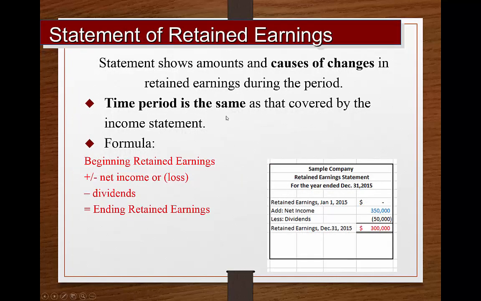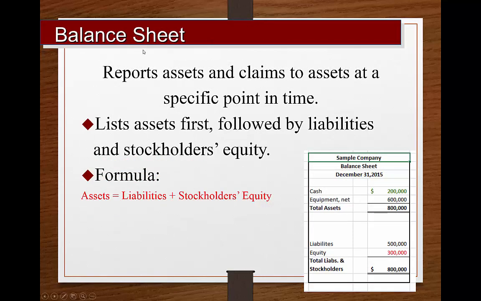The next statement will show the changes in retained earnings during the period. The time period you'll notice is the same as what we covered during the income statement. For this company it's a year ending 12/31/2015, and the formula will begin with the beginning retained earnings. We'll add or subtract any net income or net loss from the income statement, subtract the dividends, getting us to an ending retained earnings that we're going to use for the next statement, which is the balance sheet.